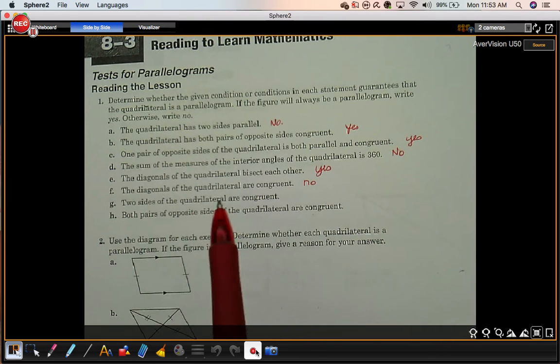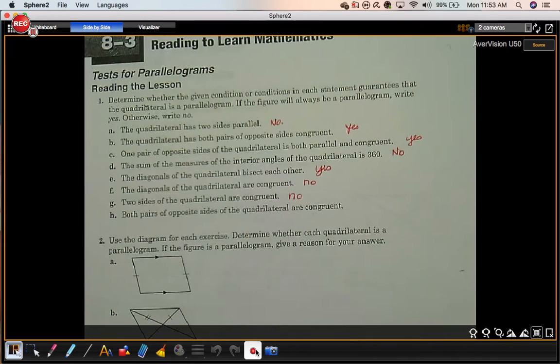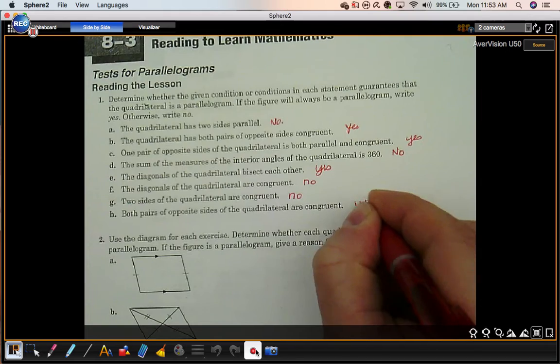Two sides of the quadrilateral are congruent. That's not enough. You need opposite sides congruent. So again, it's something like this. Those are two sides that are congruent. That doesn't mean that's a parallelogram. Both pairs of opposite sides of the quadrilateral are congruent. That makes it a parallelogram, yes.